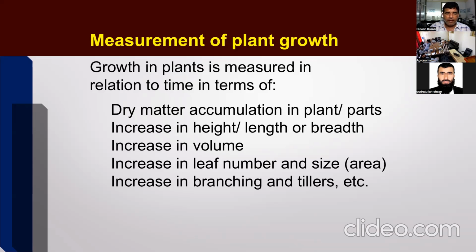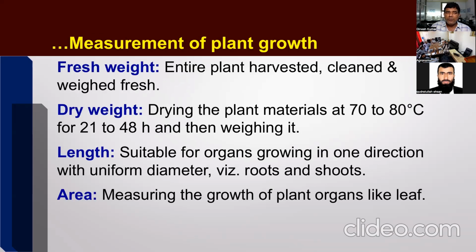And then tillers, the tiller number can be counted in cereal crops, rice, wheat, barley, etc. So all these can measure the growth. Otherwise, if you want to be a bit more scientific, you can take the fresh weight to judge the growth. It is very easy thing to take the fresh weight. You harvest the plant from a fixed area and you take the fresh weight.